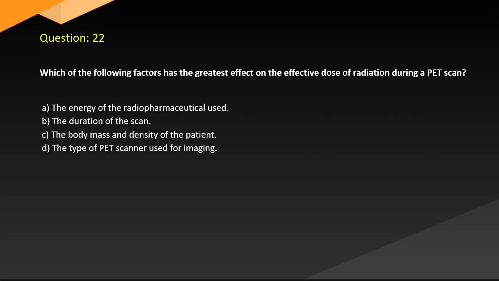Question 22. Which of the following factors has the greatest effect on the effective dose of radiation during a PET scan? A. The energy of the radiopharmaceutical used. B. The duration of the scan. C. The body mass and density of the patient. D. The type of PET scanner used for imaging.